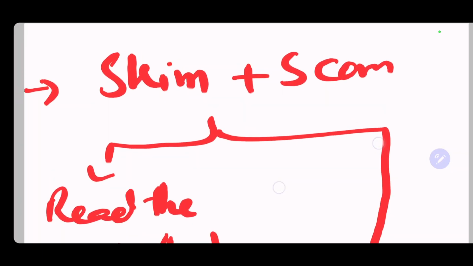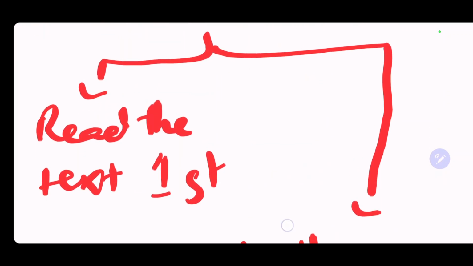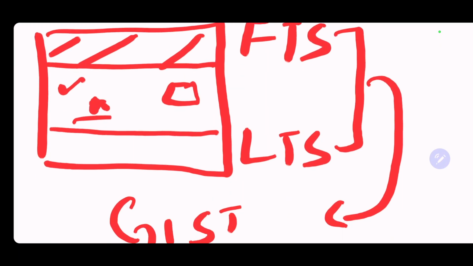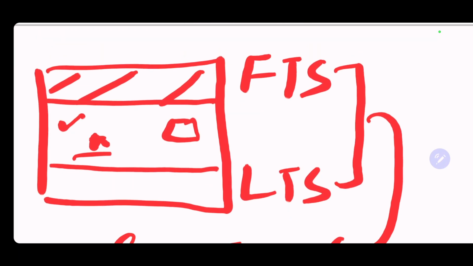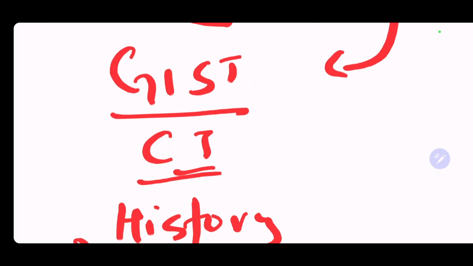So the next method is skimming and scanning. In skimming and scanning, the first method is to read the text first, and the second is to read the question first. It's up to you. But if you read the text first, just read all the paragraphs, like the first 2 lines or first 2 sentences or last 2 sentences. Extract the gist or the central idea.